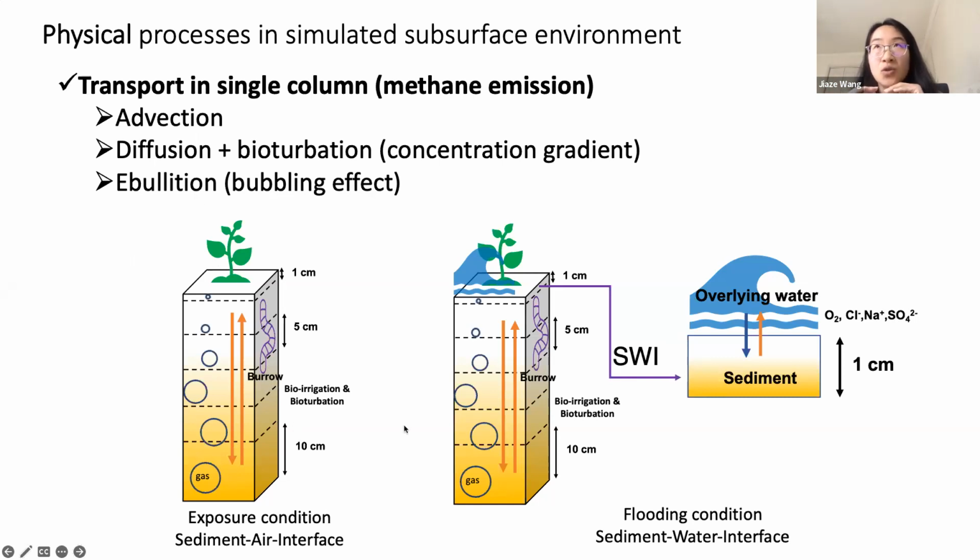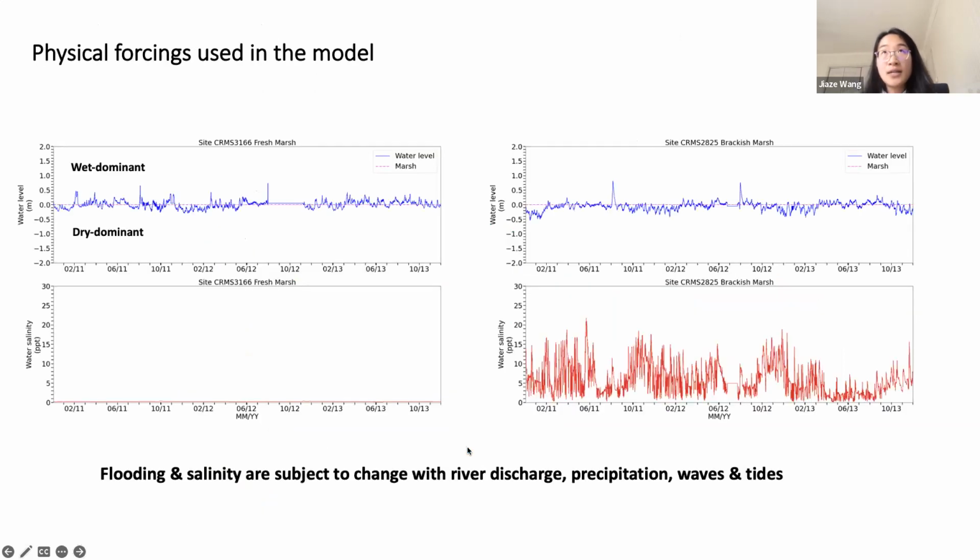And another feature of coastal environment is the wet-dry condition. It can be inundated for a certain time, and it can be exposed for another certain time. So in this model, I use site-specific hydrological data, like water level relative to the marsh surface, which means if the water level is above zero, that means inundation. If the water level is below zero, that means exposure.